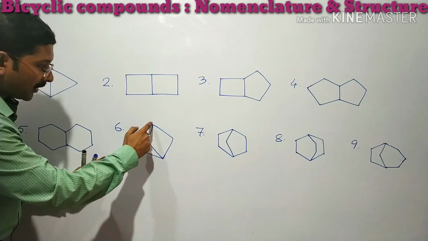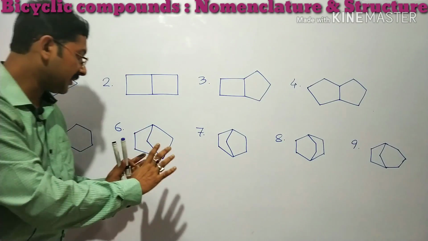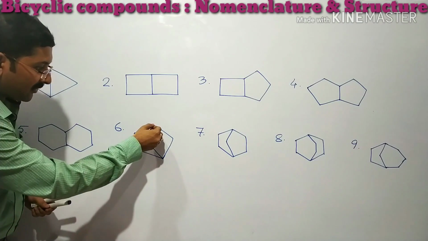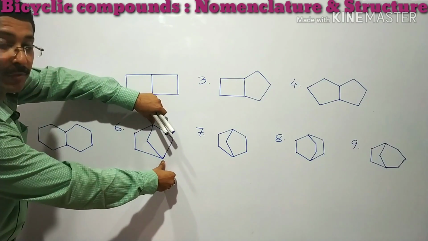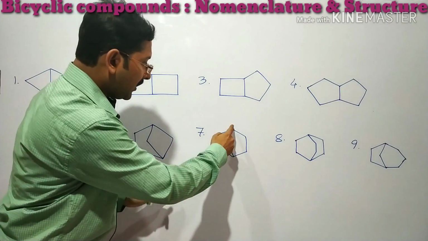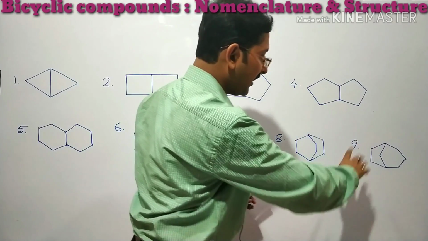Look at here. This is actually 1, 2, 3, 4, 5. This is a 5-ring system. But there are 2 rings there because of the connection of these 2 carbons. Here again, there are 2 cycles, so it is a bicyclic compound, number 8 and then number 9.